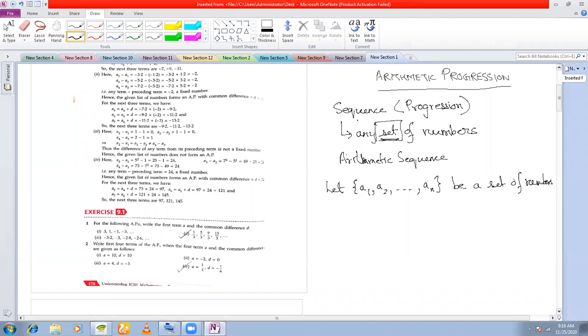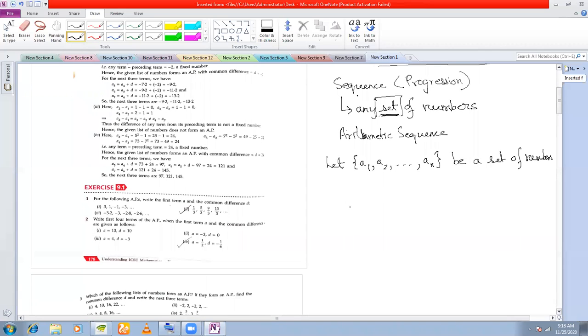Now I don't know whether this is an arithmetic sequence or a geometric sequence or whatever. So in order to check whether this set of numbers represents an arithmetic sequence, I subtract a2 minus a1, that is second term minus first term, and I subtract a3 minus a2, that is the third term minus the second term, and I see that they are equal.